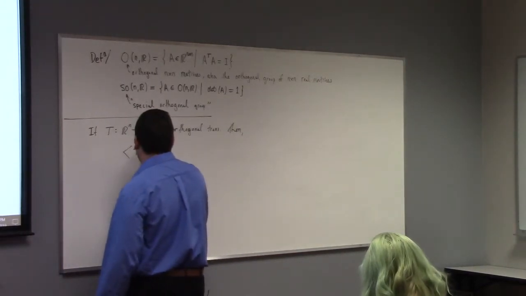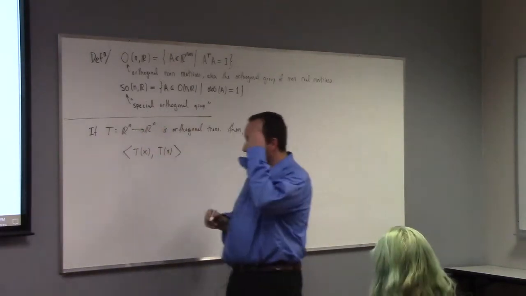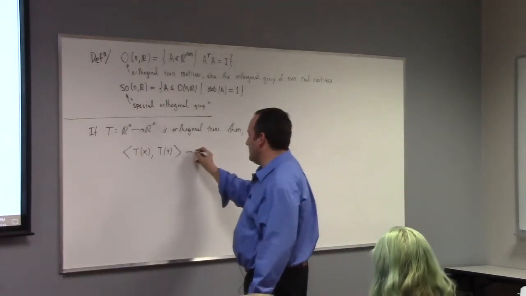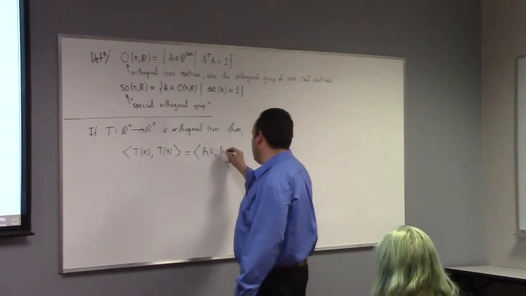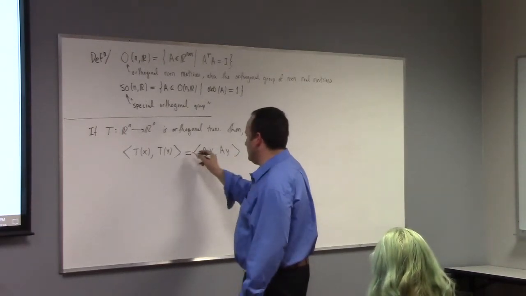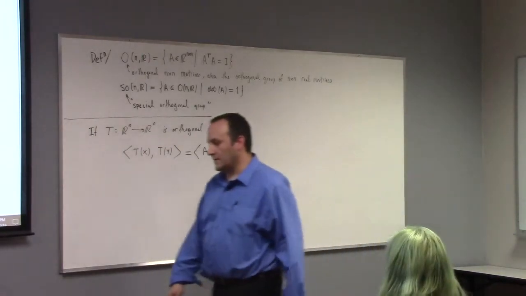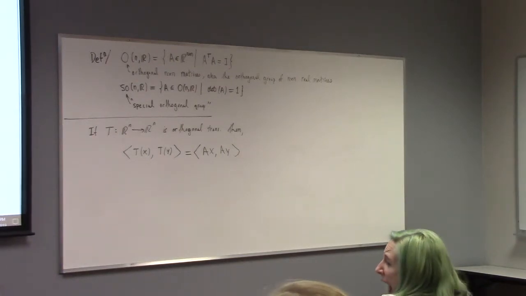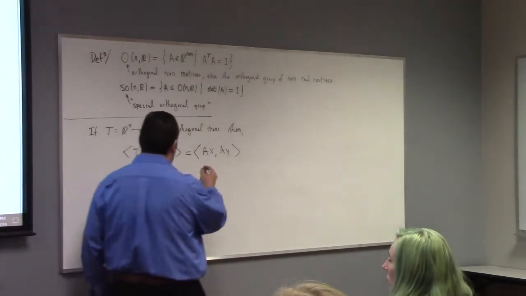We have T of x, T of y, right? What is that equal to? Let's suppose that the standard matrix of T is A, all right? So Ax, Ay. But what is the inner product here in Rn? This is dot product, right? So we could rewrite that in what way? Like explicitly, what is the formula here? It's Ax transpose times Ay, right?